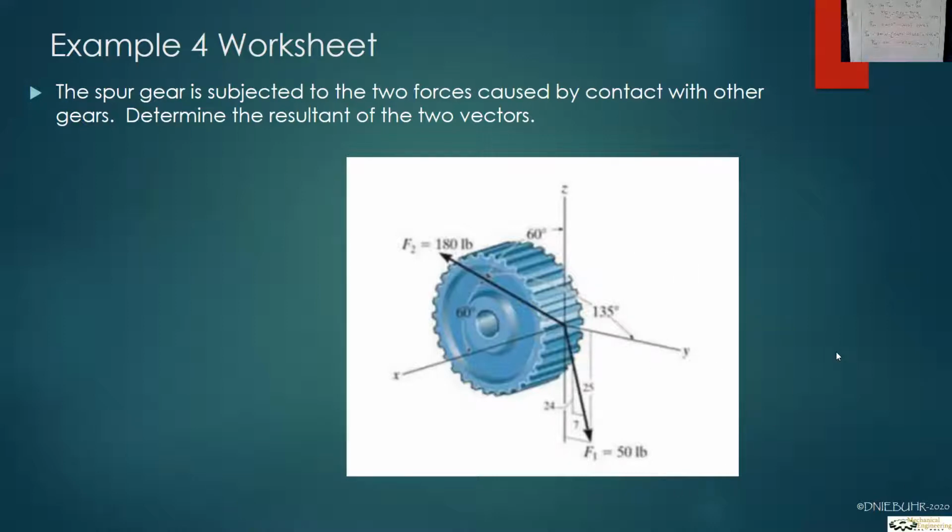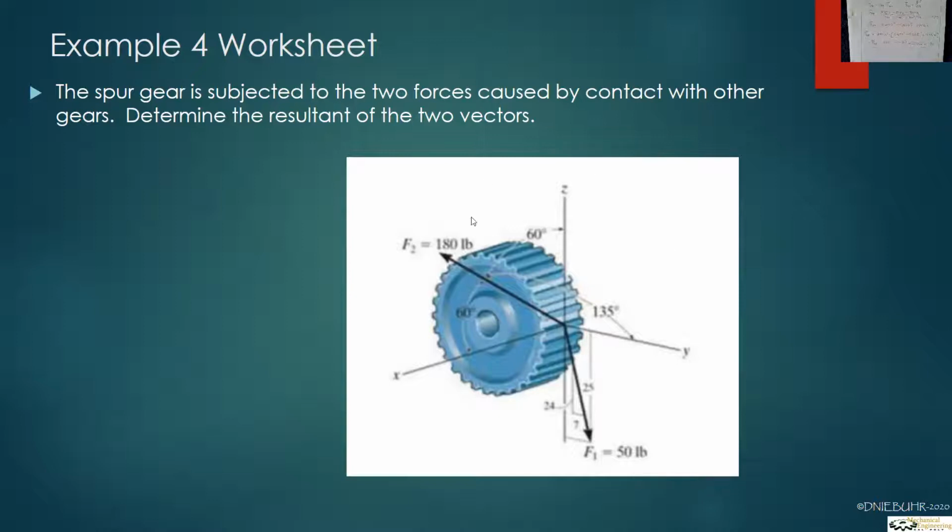Now this one's a little more challenging. This is basically taking everything we know up to this point. So we have the spur gear here, and we're looking at the force acting right on the gear at the origin. So we really don't care about the gear per se. We just know that at that very point at the origin, you have this contact of these 2 vectors. You have a 180-pound vector coming out this way, and you have this 50-pound vector coming out that way. So you're essentially going back to what we did before, where we added 2 vectors. In 2D, it was easy. This is a little more challenging, but not.